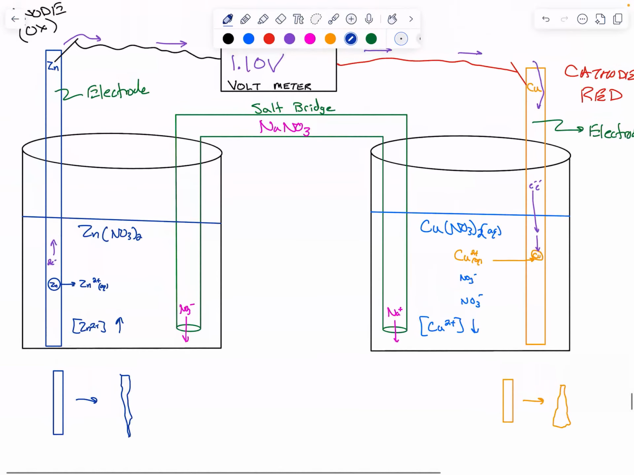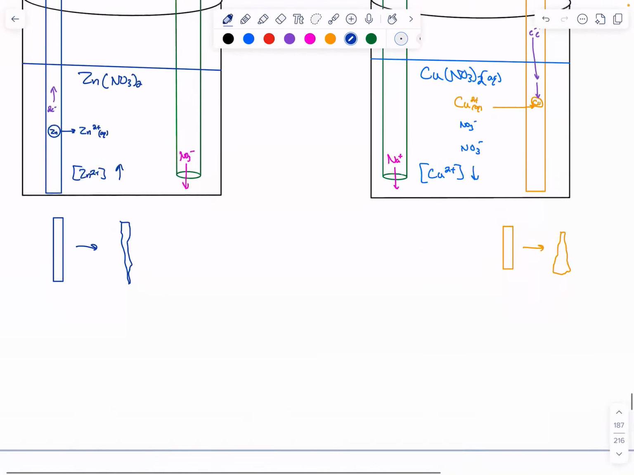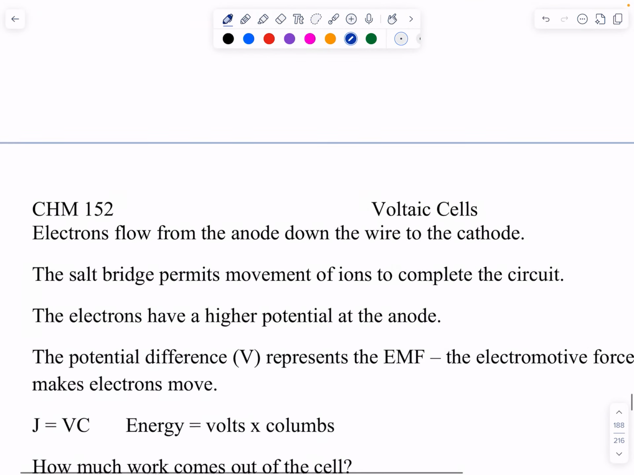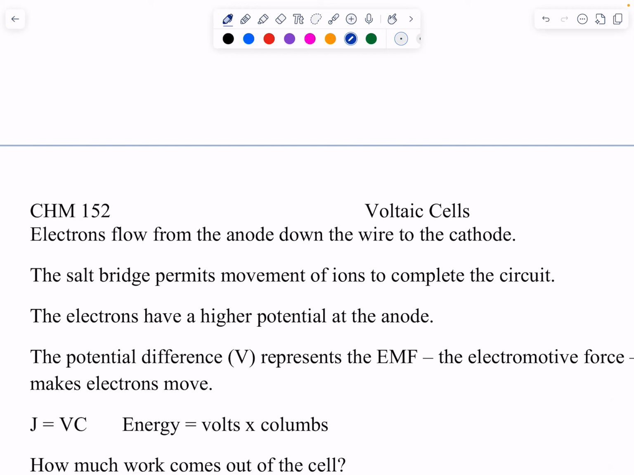This is one of the first so-called batteries or cells chemists have actually studied, right? And so the question then: what is driving these electrons to go from zinc to copper? That's the question, and I want to address that. What's happening is electrons flow from the anode down the wire to the cathode.